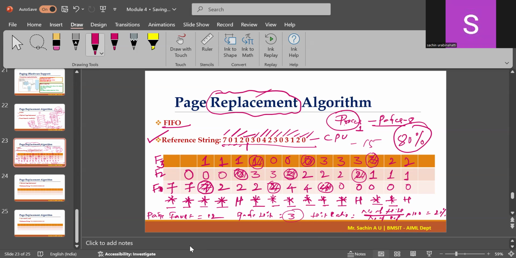Okay, so these types of problems might be asked in your exams. Okay, so that's it for this first in first out algorithm.